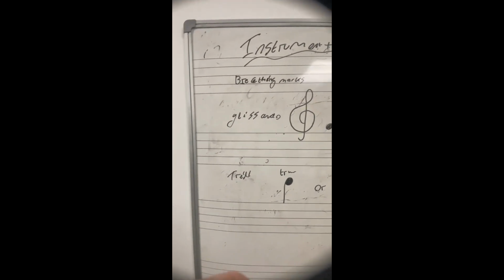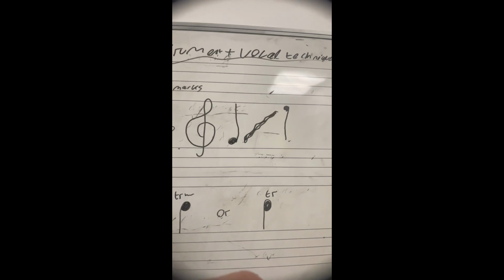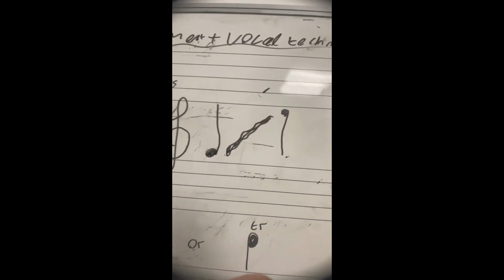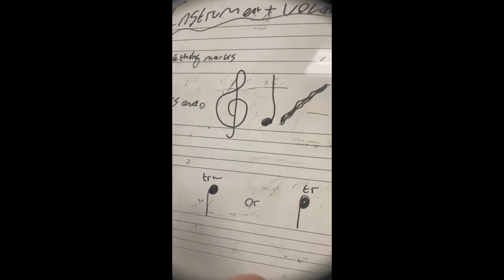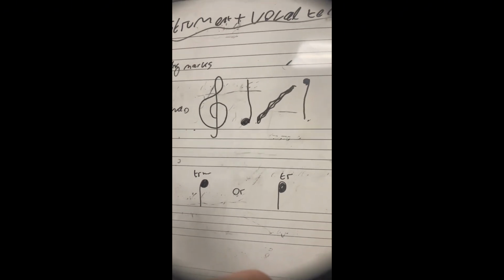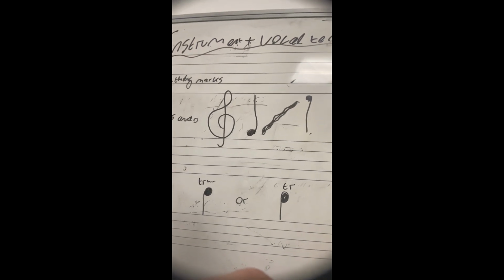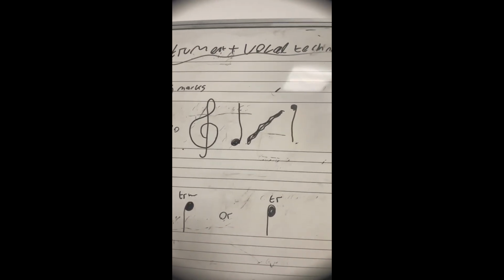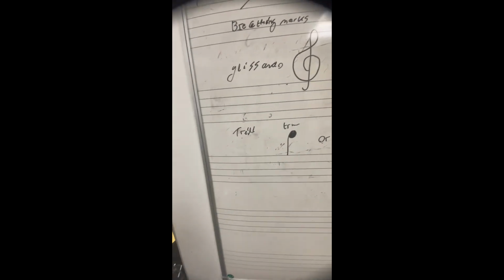Then we've got glissando. That's shown with a squiggly line going from one note to another to show a slide up, like on bass or guitar or piano or xylophone, just to show a rising note.